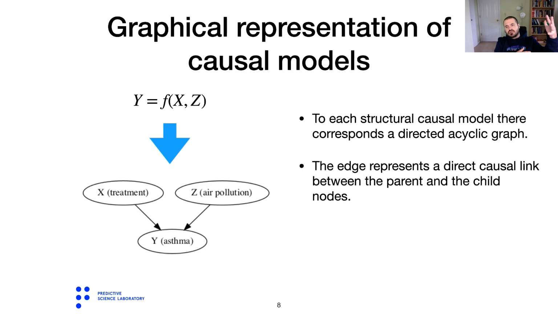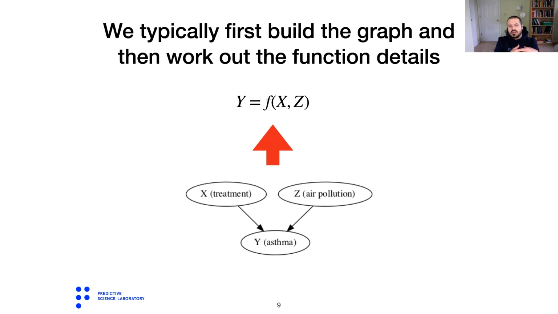So to each structural causal model, there corresponds a directed acyclic graph. Now in practice, the way we build models is the other way around. We first draw a graph that captures the connections, or what we think about the causal links between all the variables that we have, and then we try to turn all these connections into functions that describe the causal links. It goes the other way around.